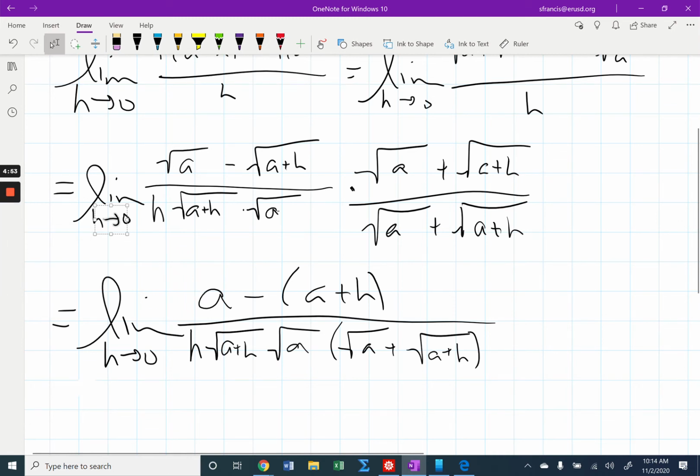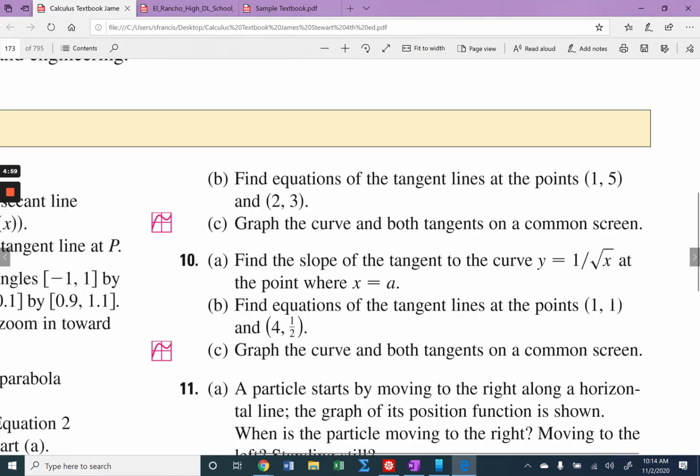It looks like he's coming back, but you're going to plug 1 in for a into your answer here after you simplify. That'll give you the slope, and then you have the point. Similarly, you'll plug 4 into your expression for a, then you'll have the slope, and then you'll have this point, and then you can write the equations of those tangent lines.